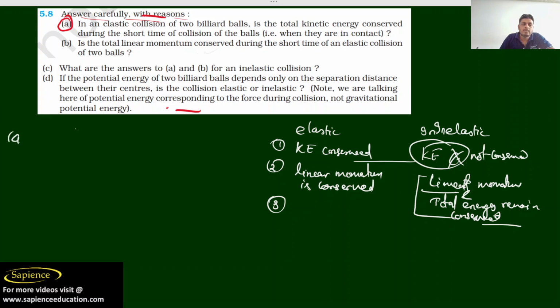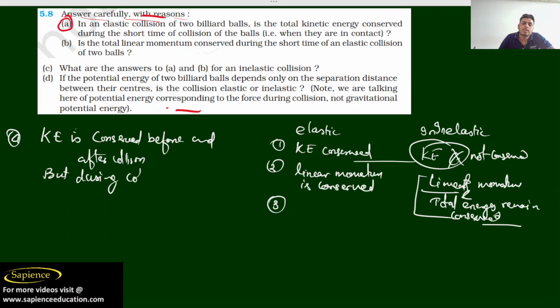So first of all, we will do question A. In an elastic collision of two billiard balls, is the total kinetic energy conserved during the short time of the collision? See here, kinetic energy is conserved before and after collision, but during collision, kinetic energy gets converted into potential energy.